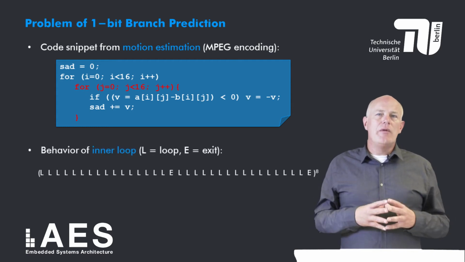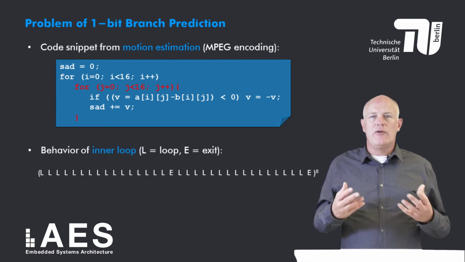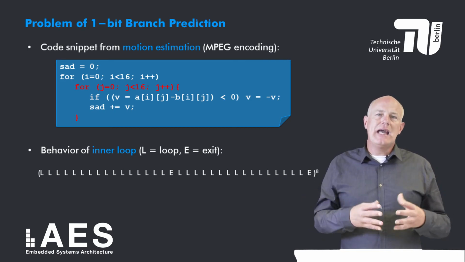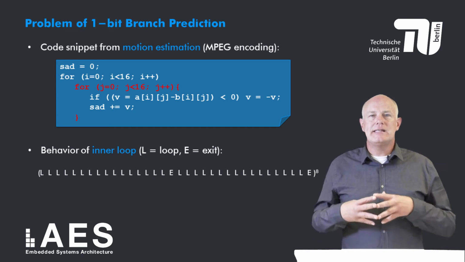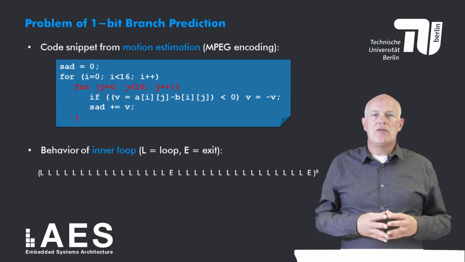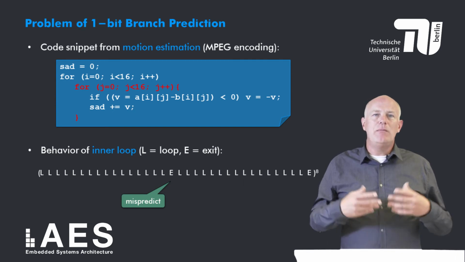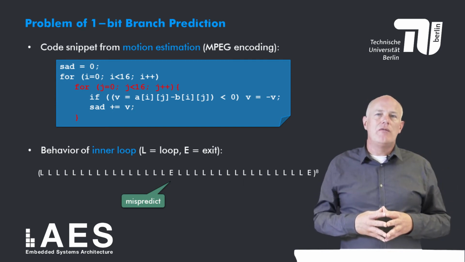The behavior of the branch implementing this loop is as follows. It loops 16 times and then it exits. Then it loops again 16 times and then it exits again. And this is repeated several times. The shortcoming of a one-bit branch predictor is that it mispredicts twice per iteration of the outer loop.